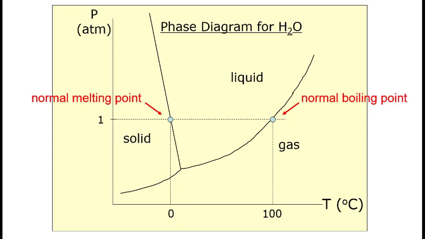There is one other point of interest. That is where all three curves come together. For water, this is at 0.006 atmospheres, which is about 4 millimeters of mercury, and 0.01 degrees C. This is called the triple point.